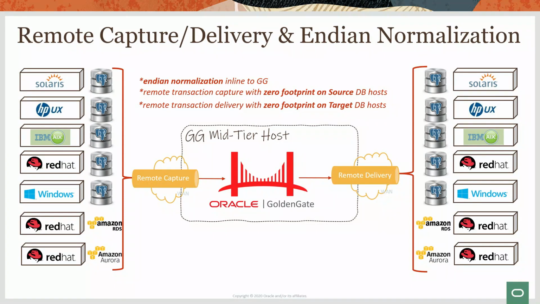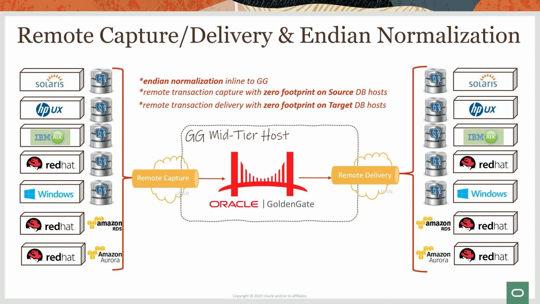Let's take you through the functionality that we've got embedded in there. One of the things that GoldenGate does, which is quite valuable, is that when we have databases running across different chipsets and different operating systems, GoldenGate will automatically perform the endian normalization from a mid-tier host. And so the GoldenGate software itself can run separately from the database sources and targets. There's no need to install GoldenGate on the source machine or the target machine.